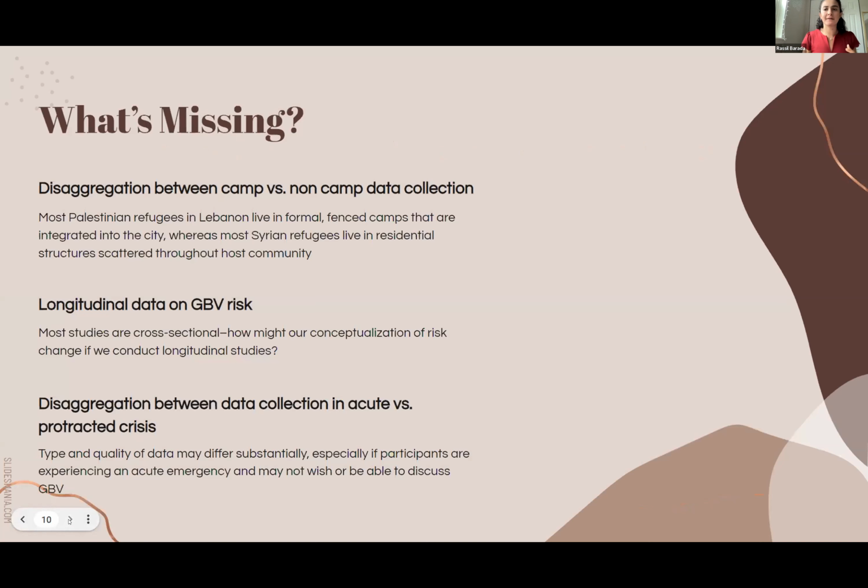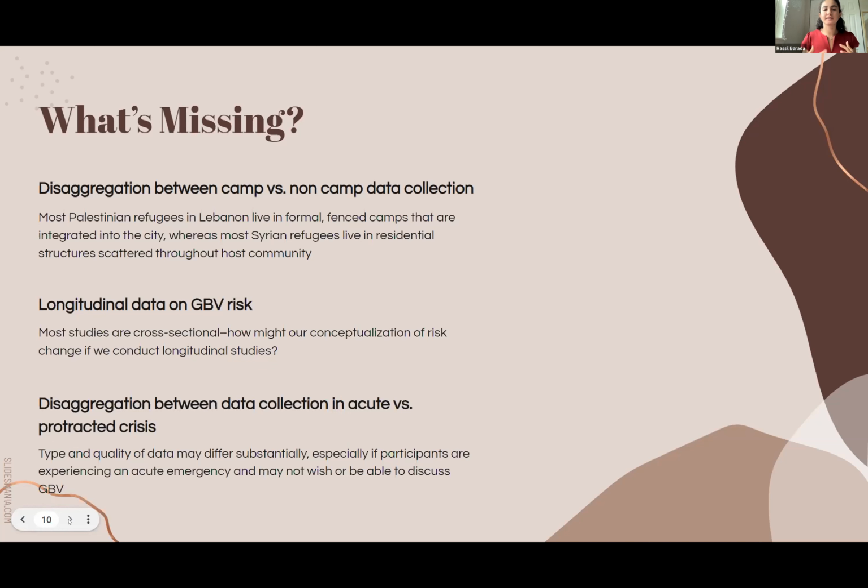But most of the data that I've come across doesn't distinguish between those living inside camps and those living outside camps, and there's a severe lack of data for Palestinian refugees. And so one, gathering more data, but also disaggregating that data based on place of residence may highlight some differences in risk. There also is a lack of longitudinal data on GBV risk.